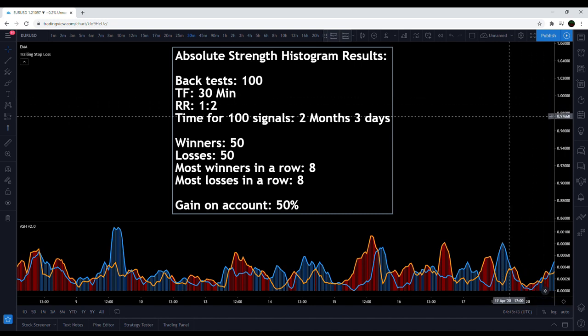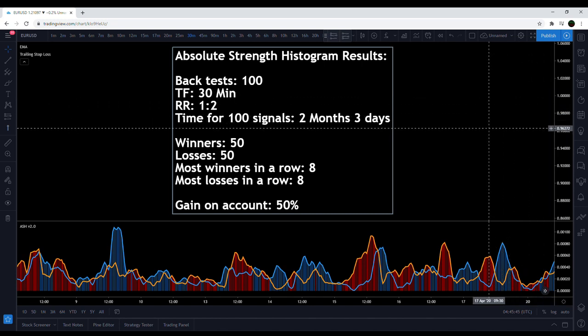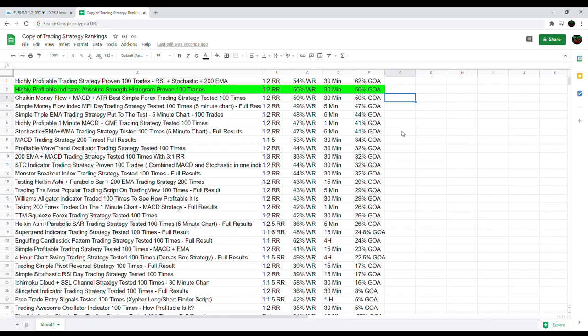Now I'm going to pop up the spreadsheet so we can just see where it falls, although I already stated it falls in that tying for number 2 spot. All right, here it is, tied for second place at the top of the spreadsheet. 50% gain on account. Very impressive for this test. And I just want to reiterate again, this is 100 back tests taking every single signal.